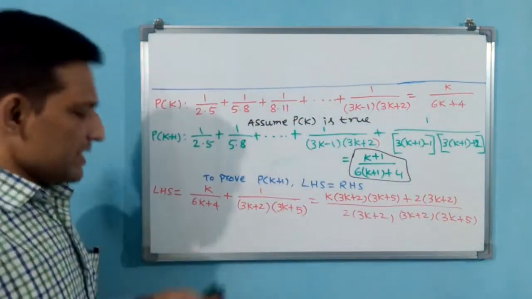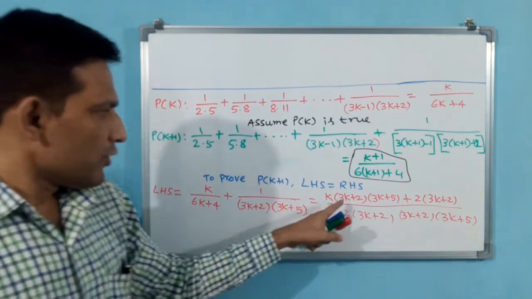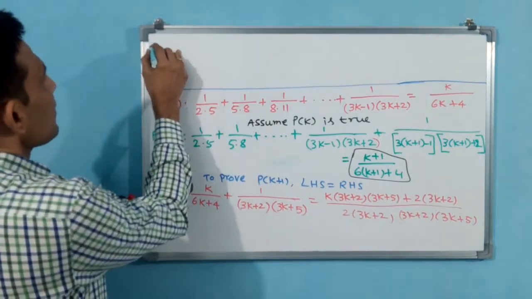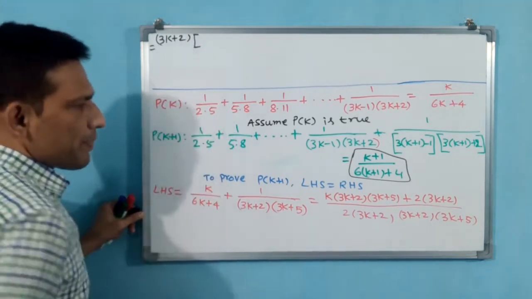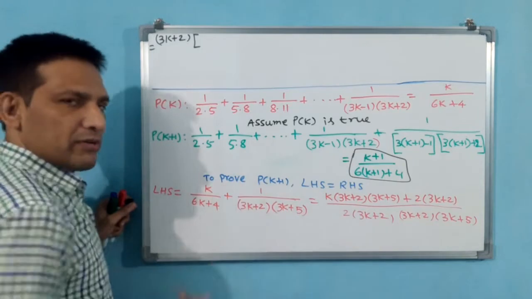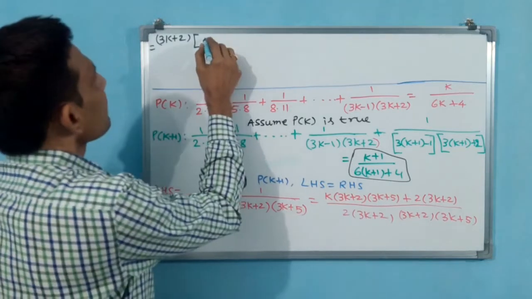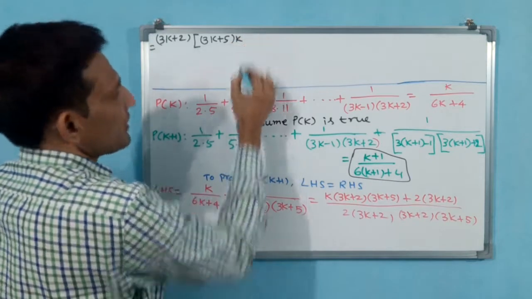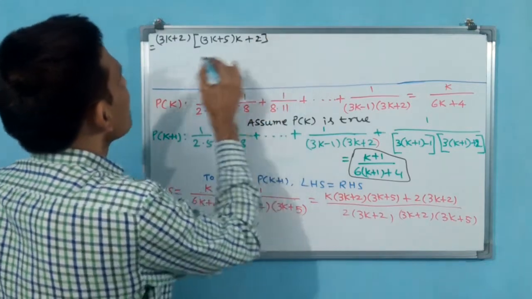See, same thing I am writing here again, but with modification. Now what I am going to do, 3k plus 2 I am taking common. Let us take common 3k plus 2. Why? Because we have to cancel it out. If you take 3k plus 2 common, downside all multiplication is there. You need not take common. You can cross easily. 3k plus 2 common, 3k plus 5 into k. This side, plus 2.